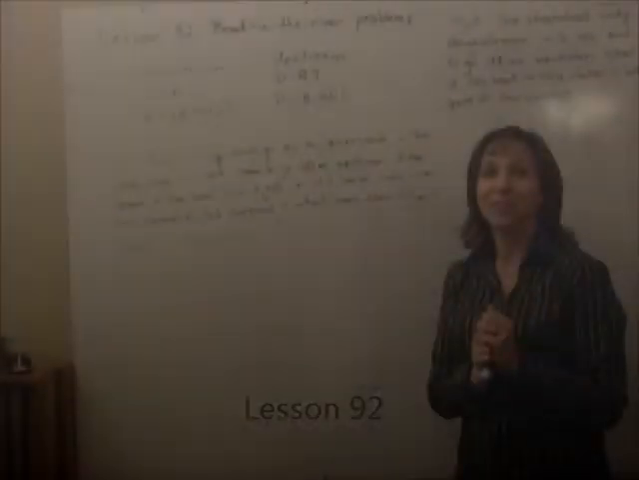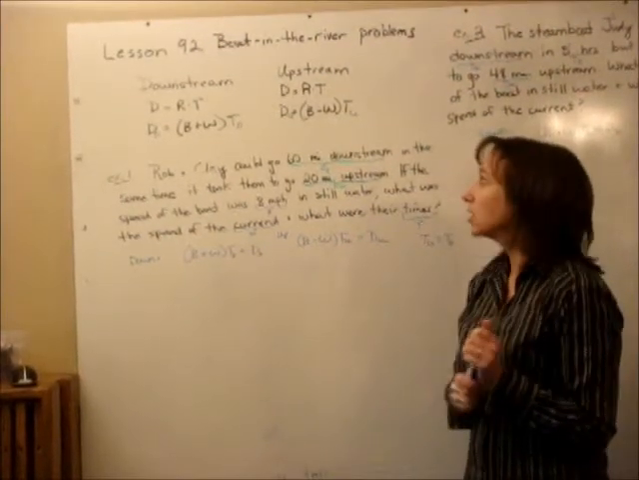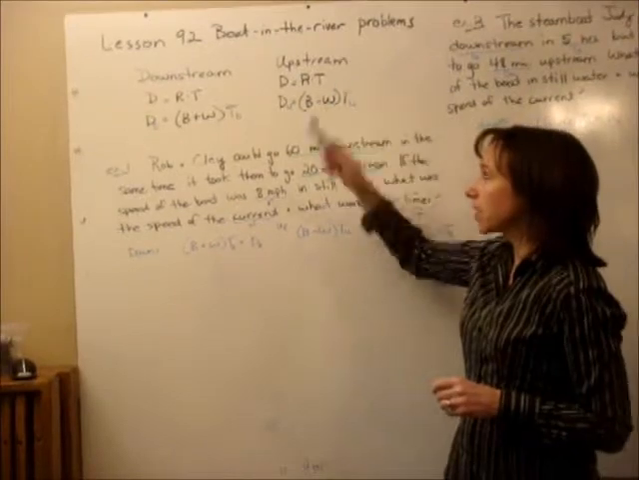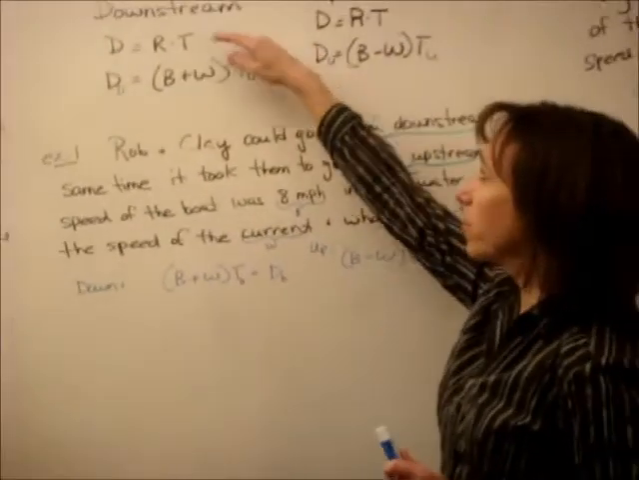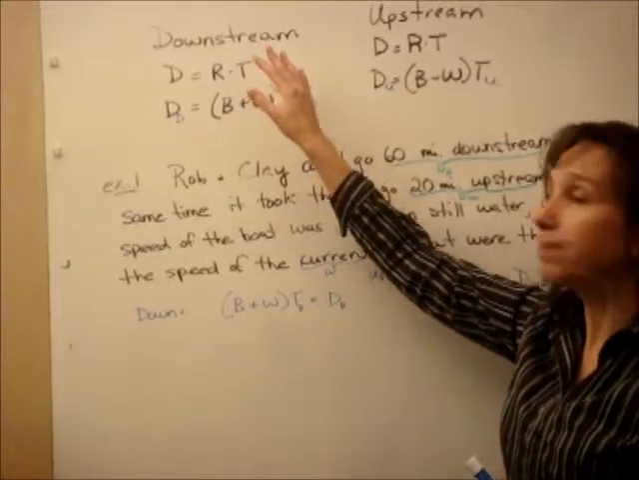We're going to do lesson 92, boat in the river problems. If you don't like distance problems, it's okay because these are a lot easier than our normal distance problems. We're going to do boats in a river, and there are two equations that we're going to use, and it's fairly easy. We remember that distance equals rate times time.